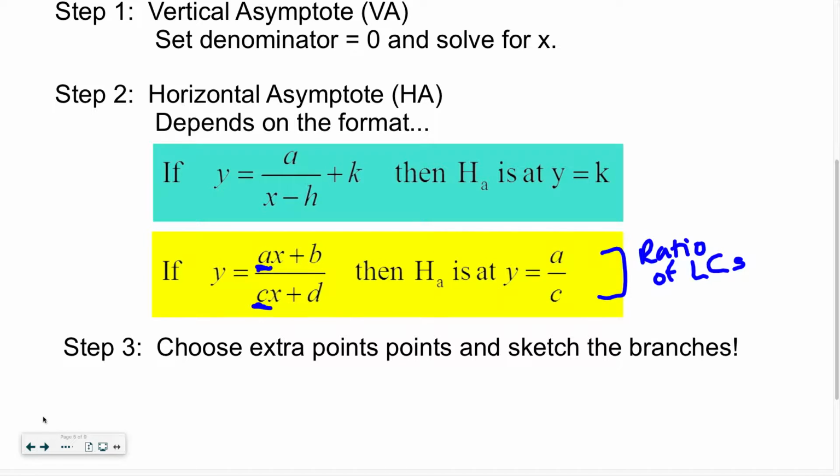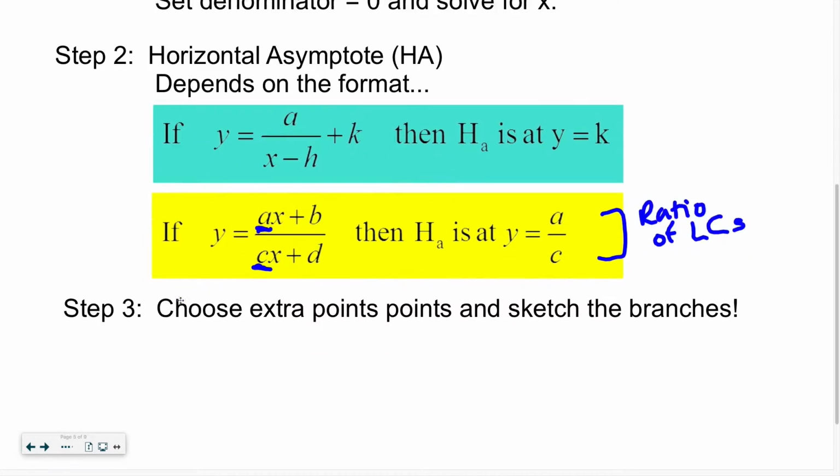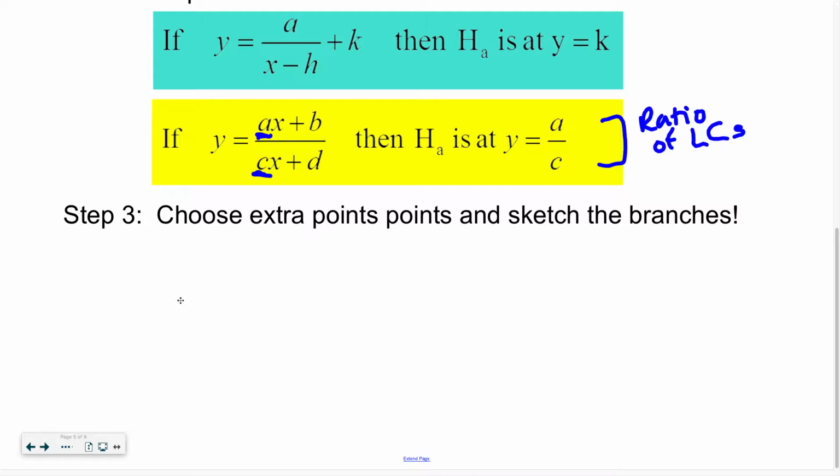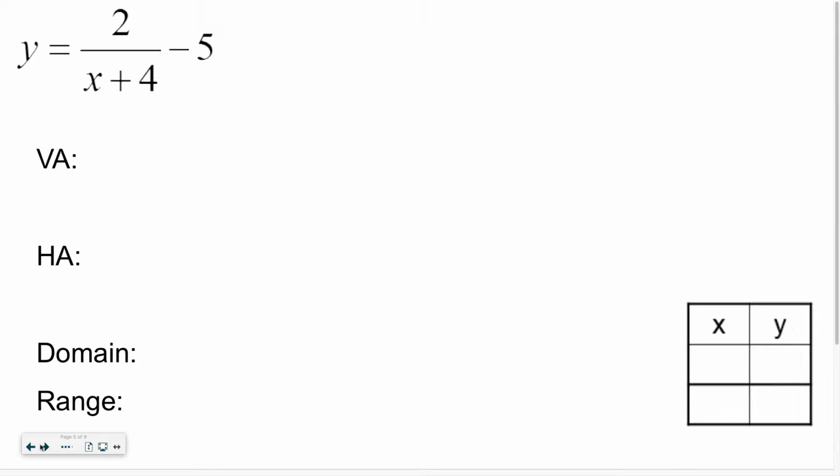I do think I'm going to add on here for the extra points. I think your quizzes and tests say at least 4. So I would practice that on your homework: get me 4 points to sketch the branches. Let's do a couple of examples, one in each form. Here's my first example: y equals 2 over x plus 4, minus 5.